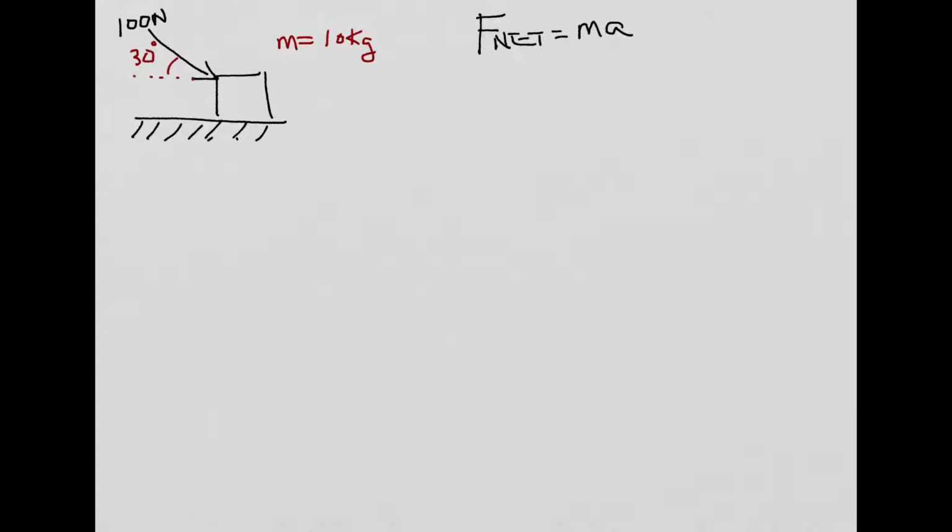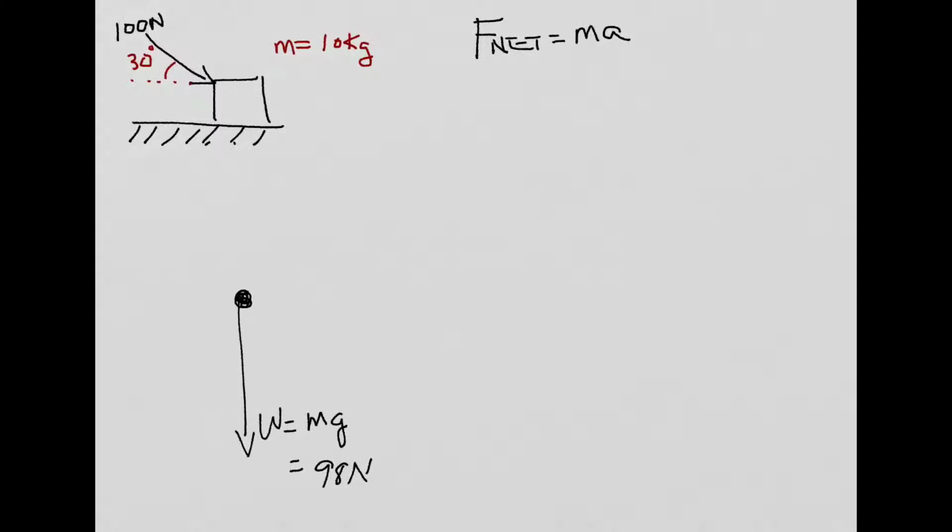What we want to do is treat the box as if it's a point mass, and so I'll draw a point representing that mass, and then I want to do a free body diagram, which is a summary of all the forces acting on the box. So we have our weight, which is mg. M is 10 kilograms, g equals 9.8, so the weight is 98 newtons.